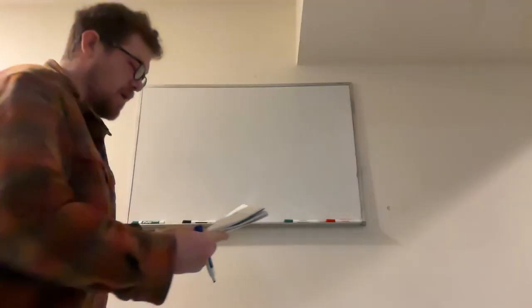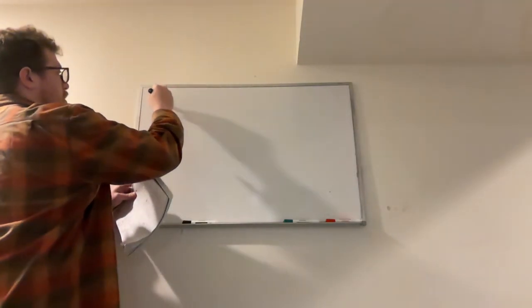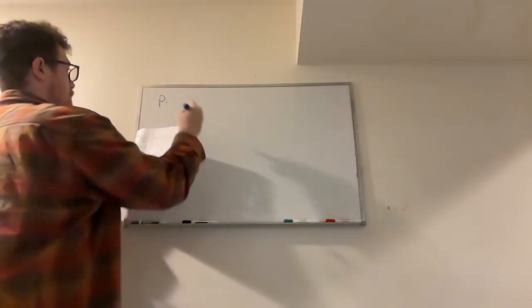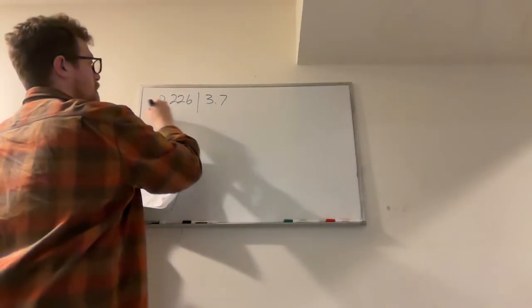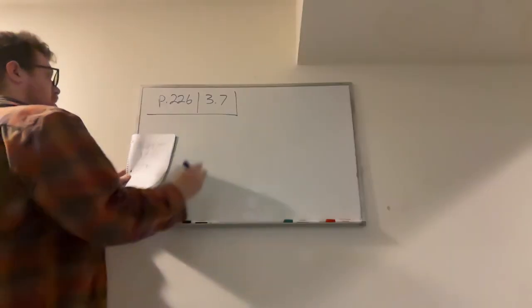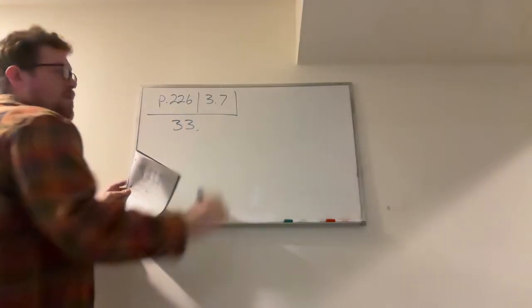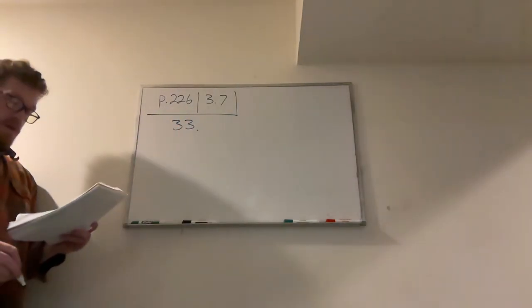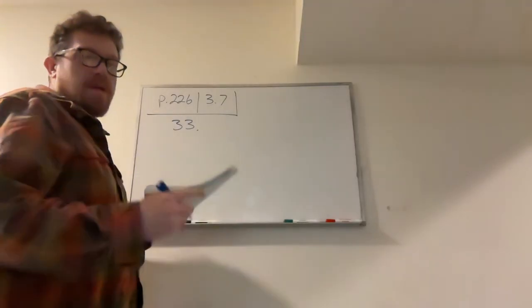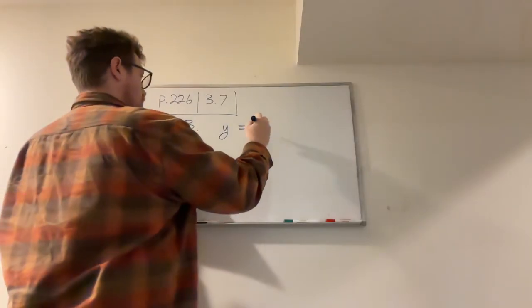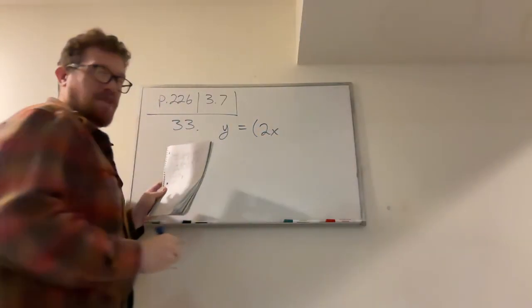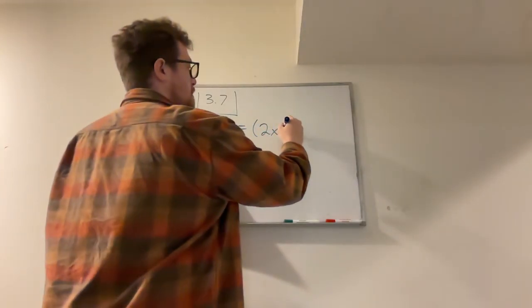Okay, so this is page 226, section 3.7, number 33, or problem 33. Again, pretty straightforward problem. They just give us a function, and they want to know what the derivative is. But of course, the functions are now getting increasingly more complicated.